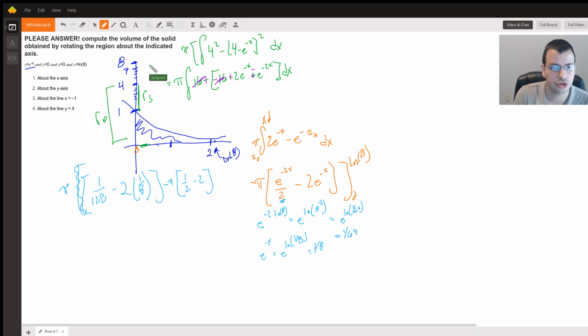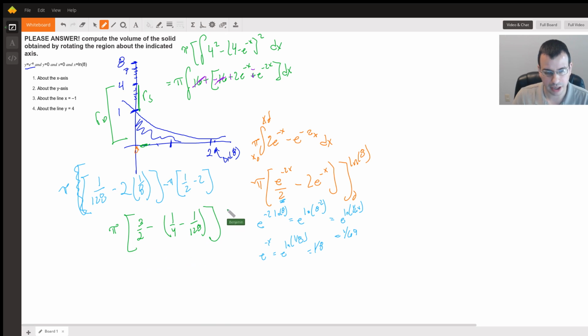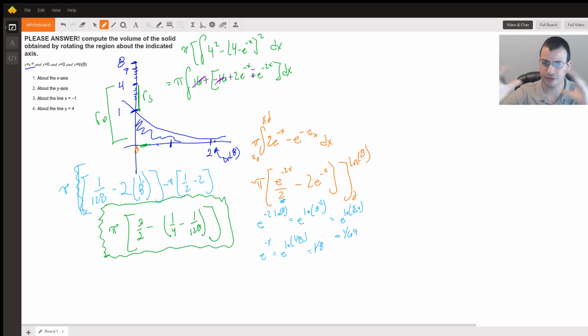So we'll have pi times 3/2 minus, because this is negative 3/2 times negative pi, positive 3/2. And this will be the quantity 1/4, 2 divided by 8, minus 1 over 128. We can simplify that a little bit more, but you can put that in the calculator. You can combine terms, you can do that part on your own.